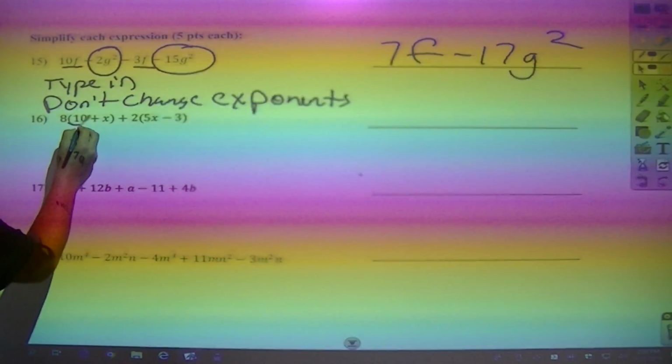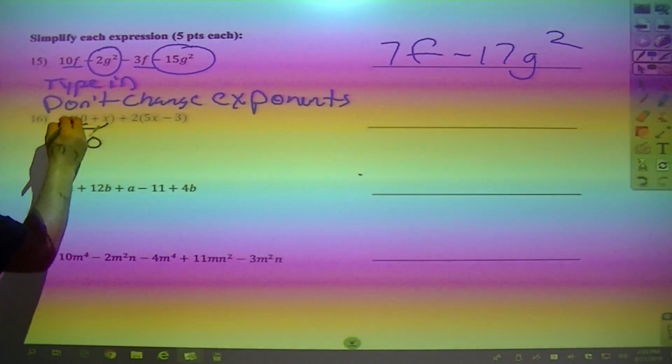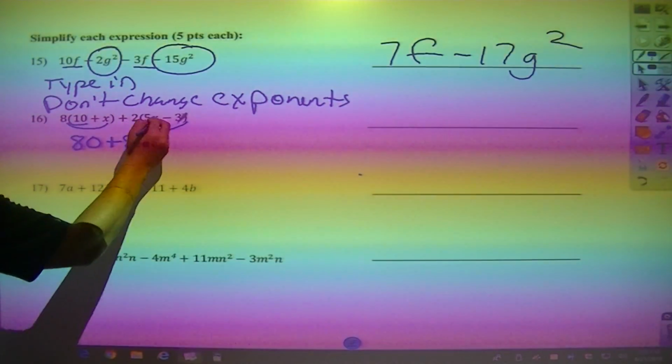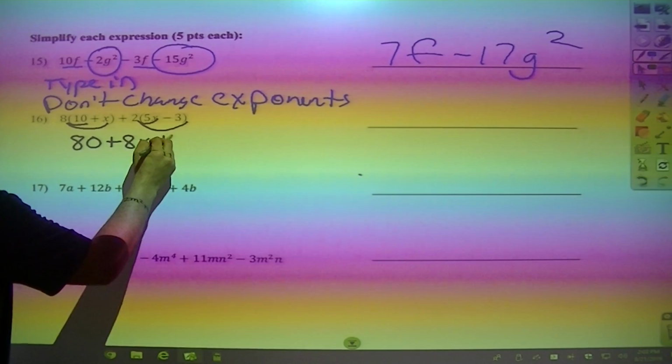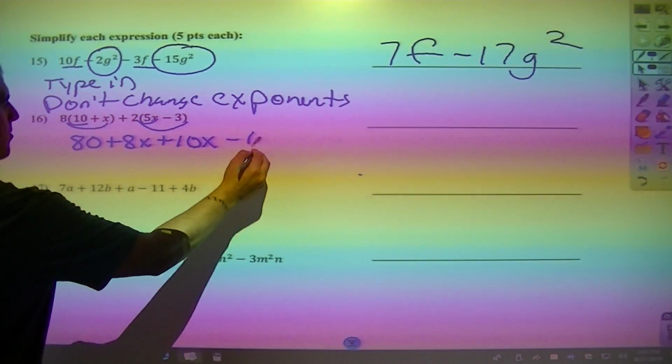This we have to multiply. So 8 times 10 would be 80. 8 times x would be 8x. Then I take this and I multiply. 2 times 5x would be 10x. 2 times -3 would be -6.